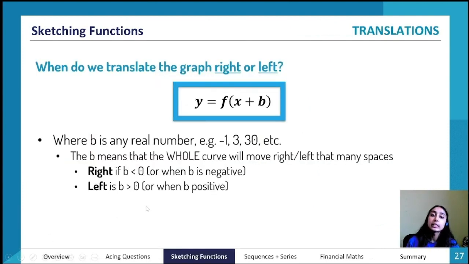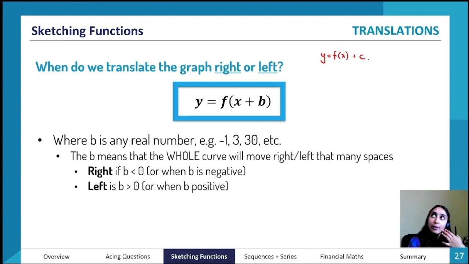The other kind of translation that I was talking about before was left and right. So that can be seen for the notation y is equal to f of x plus b. So I want you to take a look at the actual notation. You can see that we've got it inside the brackets of the function, as opposed to y is equal to f of x plus c.